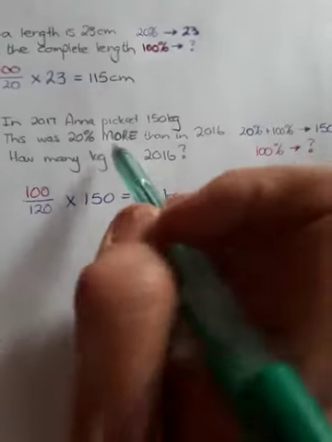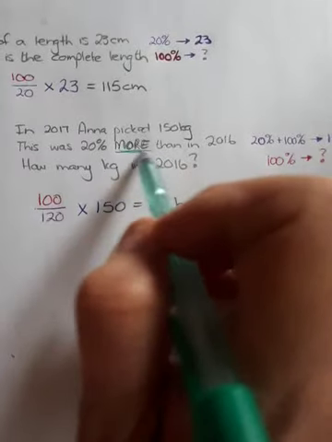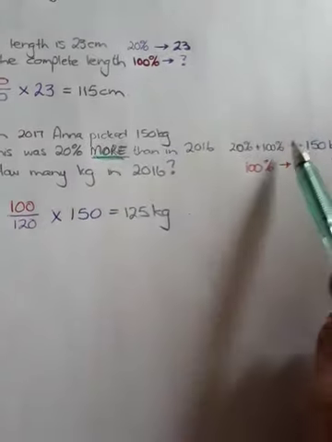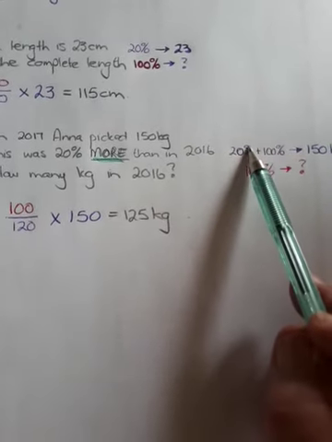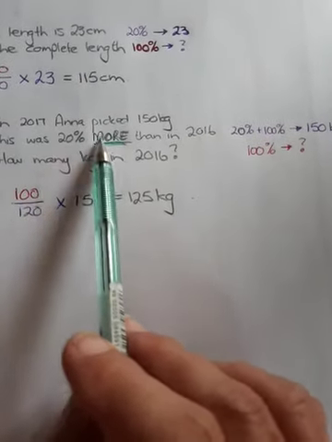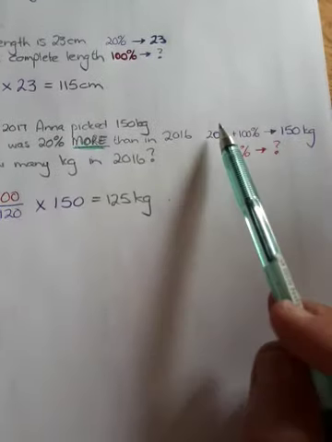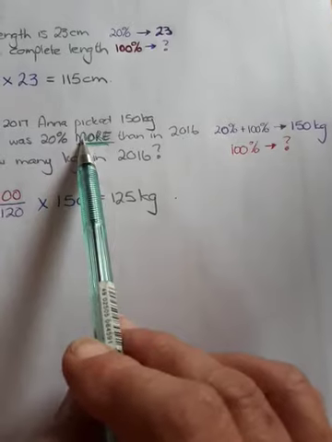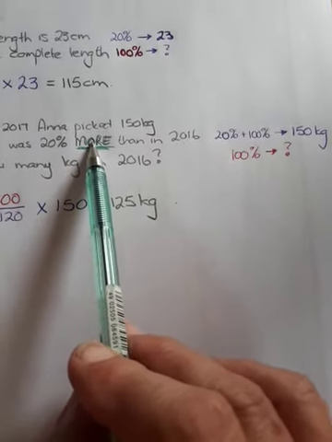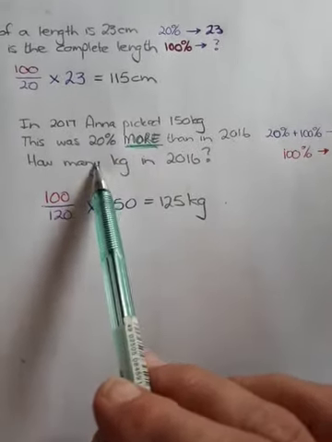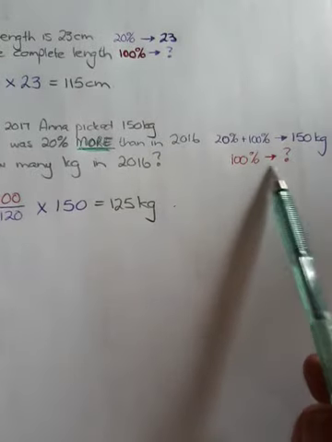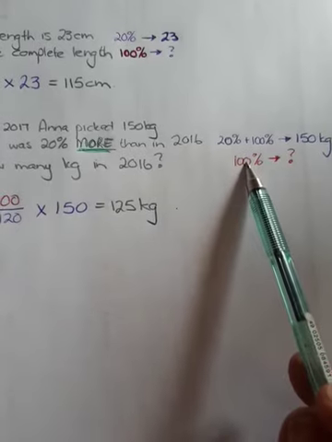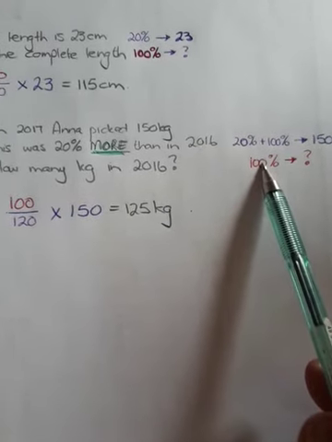Here it really is important that you see that more. 20% more means you must add 100 plus 20. They can also ask you 20% less. Then you will subtract 100 minus 20. More means plus and less means minus. So how many kilogram did she pick in 2016? The question mark is how many kilogram, and that represents the 100%.